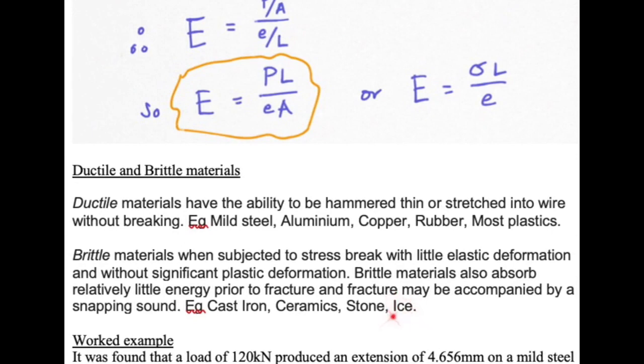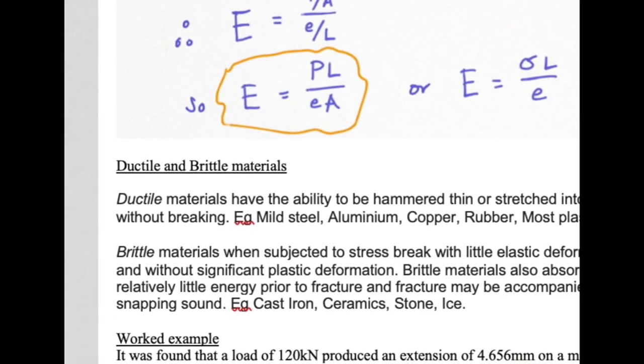Brittle materials, on the other hand, are quite the opposite, and straight away let's take some examples. Ice would be considered brittle. Many stones, I think all stones could be considered brittle as well. Ceramics, if you drop a plate or a cup, it shatters.